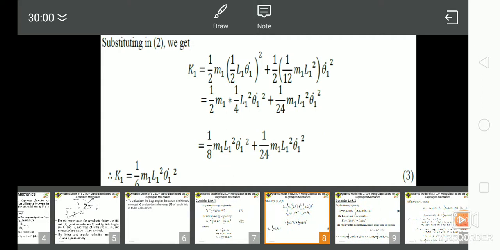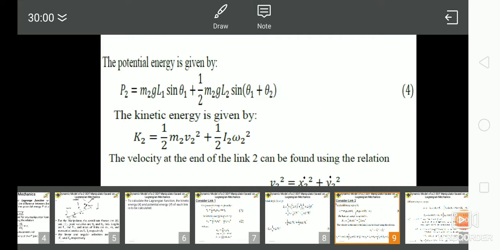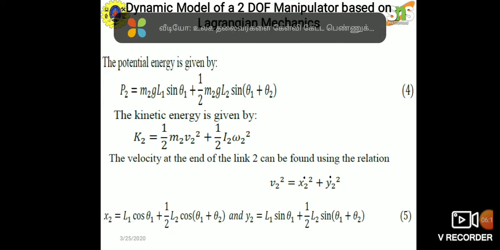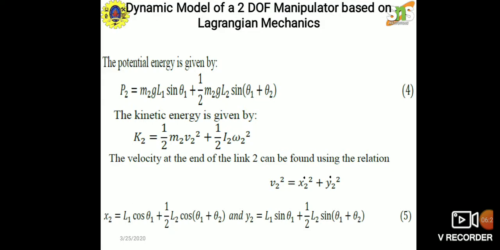Next, for considering link 2, we can get P2 equal to M2 G L1 sin theta 1 plus 1 by 2 M2 G L2 sin(theta 1 plus theta 2). Here the kinetic energy is K2 equal to 1 by 2 M2 V2 square plus 1 by 2 I2 omega 2 the whole square. Here the velocity at the end of link 2 can be found using the relation V2 square equal to x2 dot square plus y2 dot the whole square.